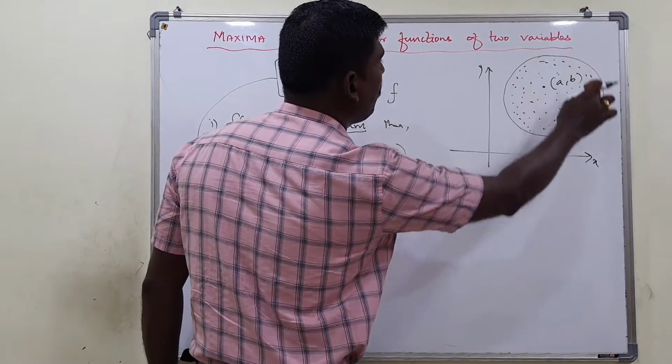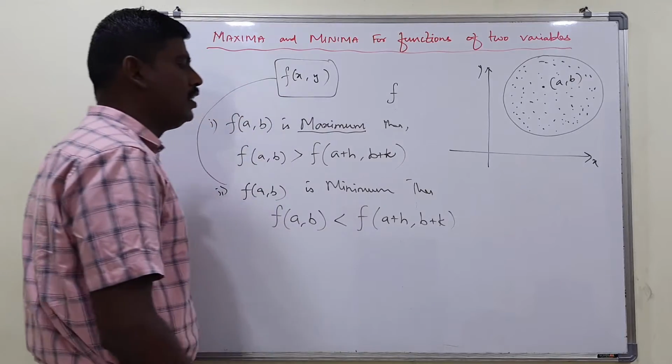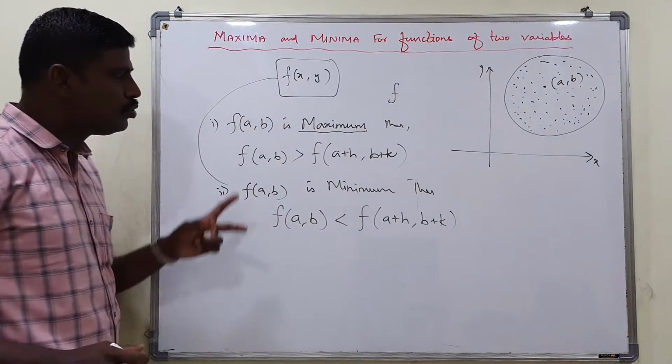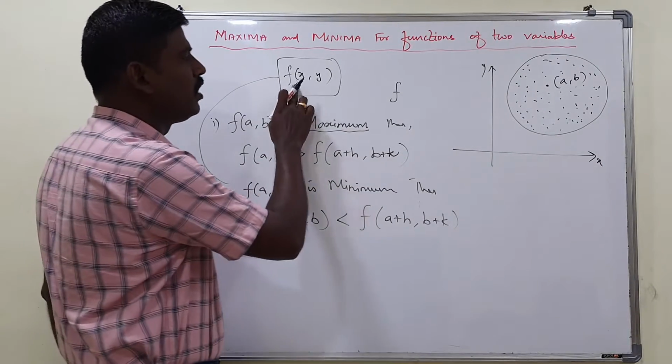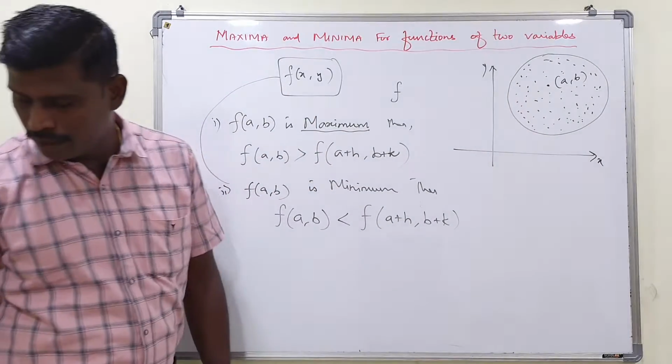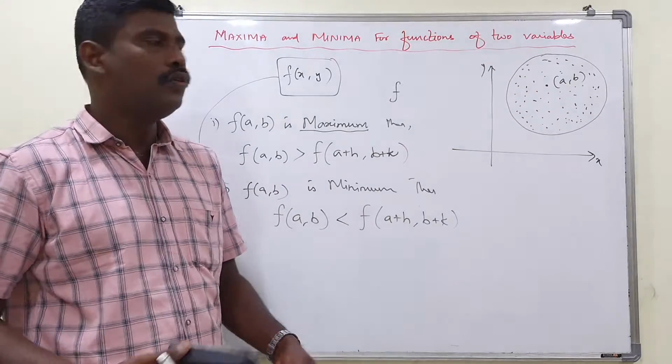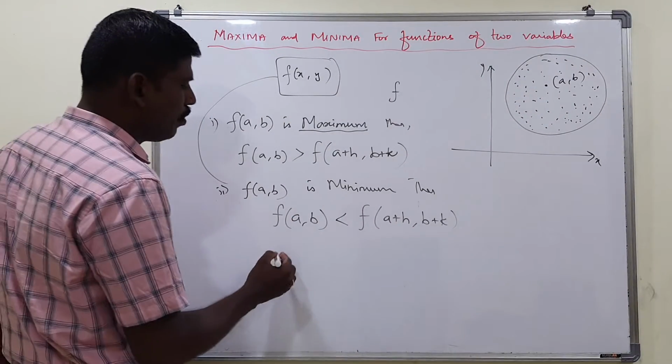When comparing all the other points in the neighborhood, that's all. So these two are the simple basic definitions for maximum and minimum of a function of two variables x and y. Now let us go to what we can say about the extremum point.